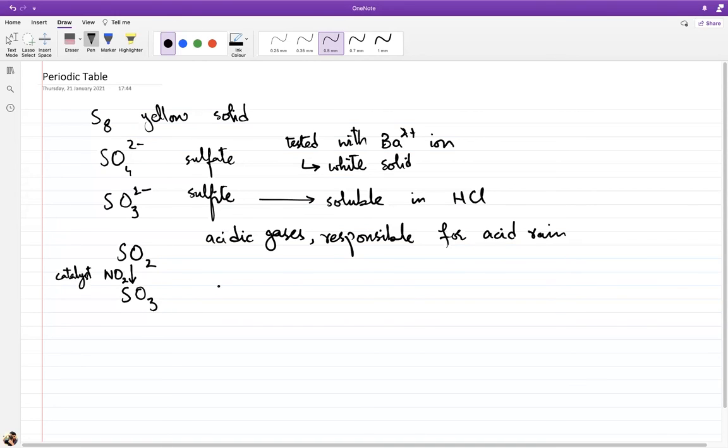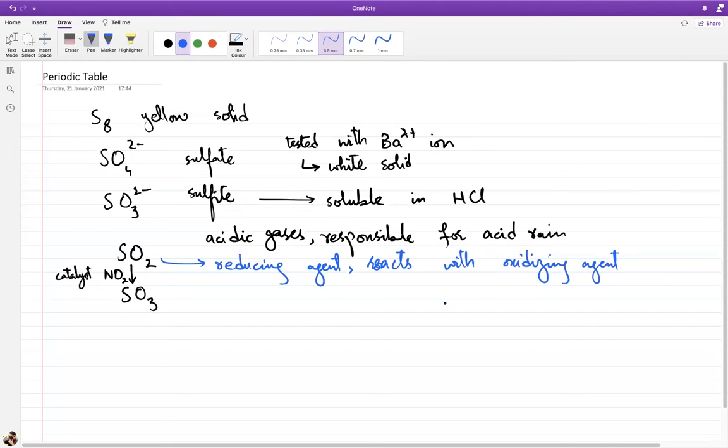Now, the tests for these. SO2 is a reducing agent. So it readily absorbs oxygen or reacts with oxygen. So the test for it is you use an oxidizing agent. In your syllabus, there is an oxidizing agent, KMnO4. So it turns colorless if you react it with sulfur dioxide. Purple KMnO4 turns colorless. For the SO2 test, keep in mind that it will simply react with it and the color changes from purple to colorless. So in the sulfur family, yes.